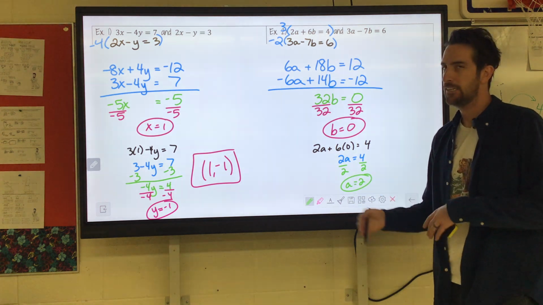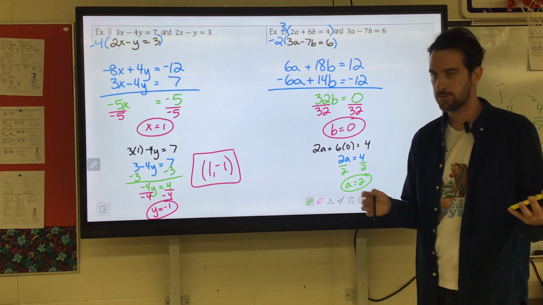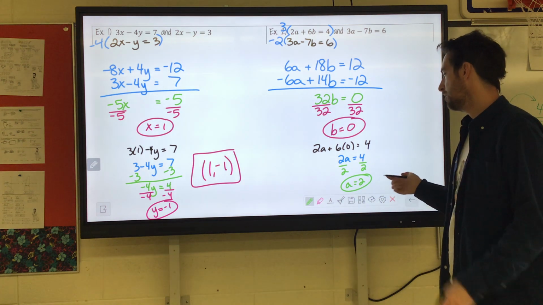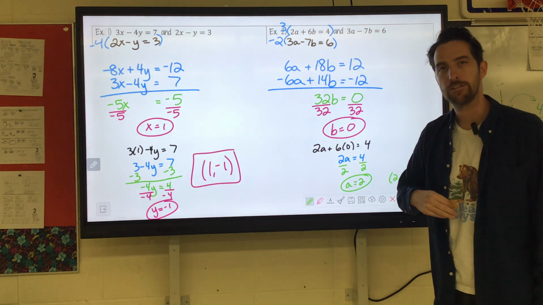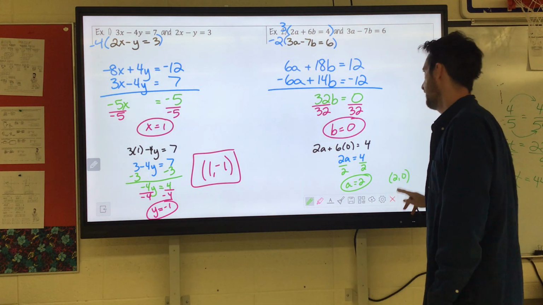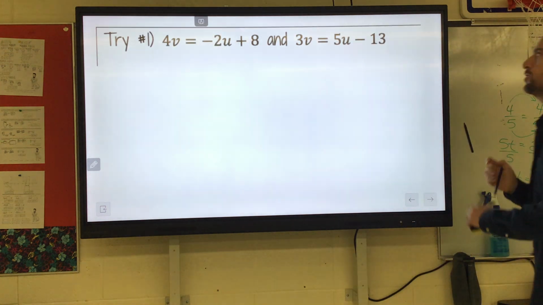And again, it's not x and y, so you don't have to put it as a coordinate. Or you could, in alphabetical order, it would be 2, 0. Whatever you want to do there. All right, we've done 2. Why don't you try this one?